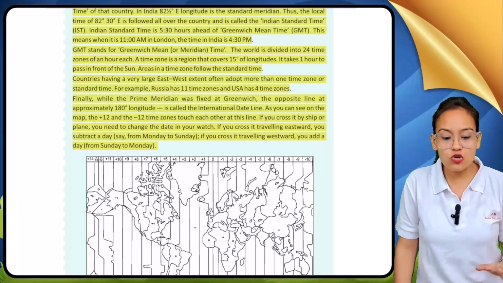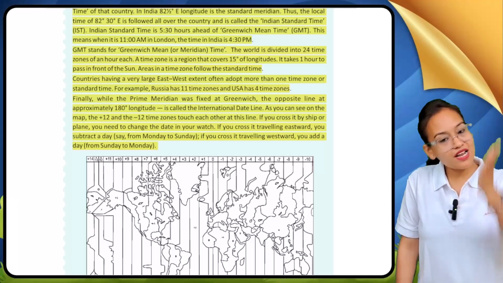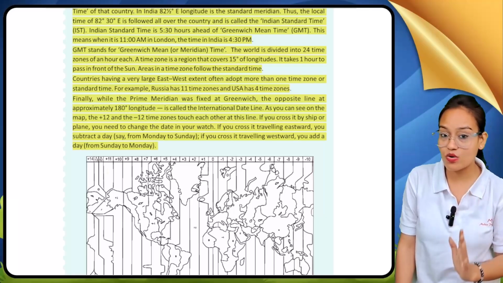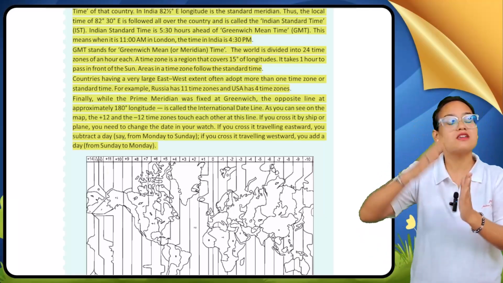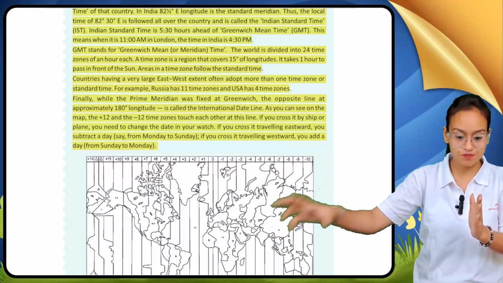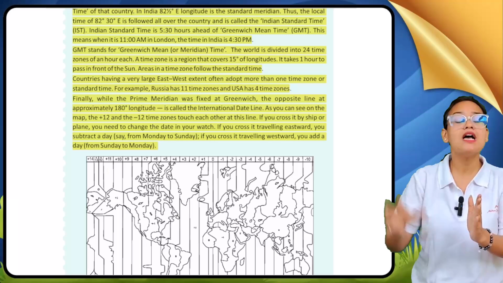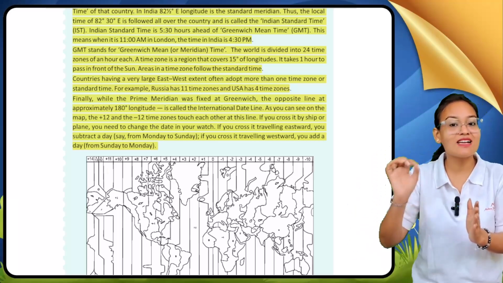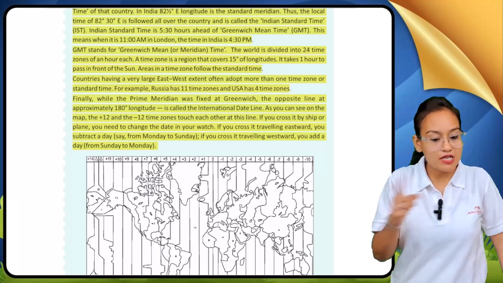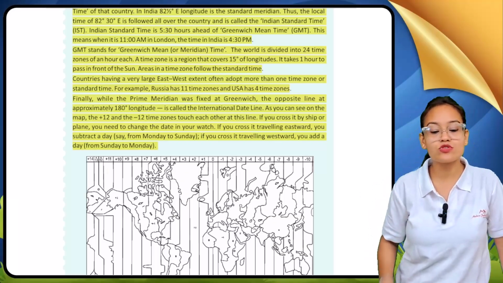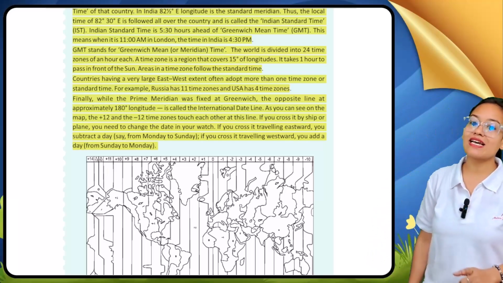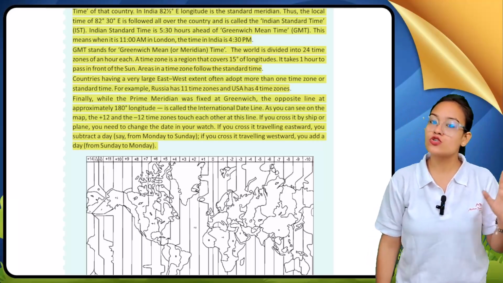So when the prime meridian passes through Greenwich, it is our prime meridian. The opposite of this Greenwich meridian, which is located at 180 degree longitude, is called our international date line. As you can see on the map, the plus 12 and minus 12 time zones meet each other at this line. So the world is divided into 12 parts.